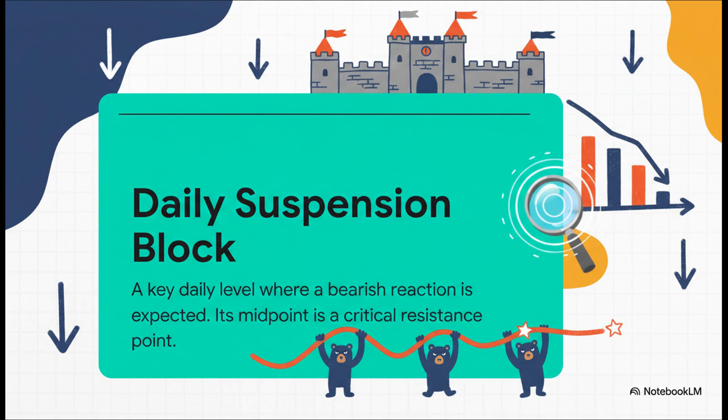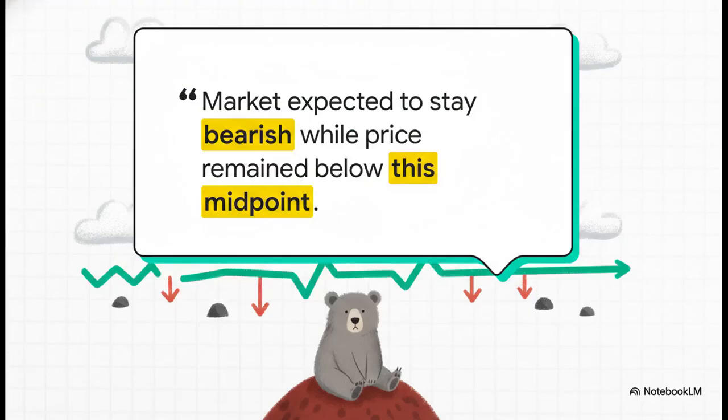But the real magic, the secret sauce, is right at its midpoint, what we call the consequent encroachment. This single price level was our line in the sand. Honestly, it was the only resistance level that even mattered. And this, right here, was the #1 rule for the trade. The thesis was incredibly simple. As long as the price stayed below this midpoint, the path of least resistance was down. Look, this isn't about having a crystal ball. It's about having a clear, predefined level and simply reacting when price gets there.